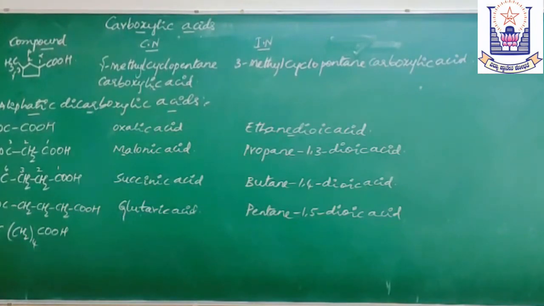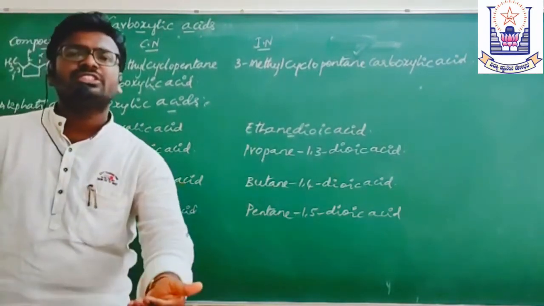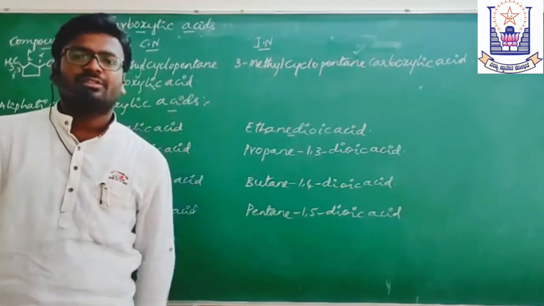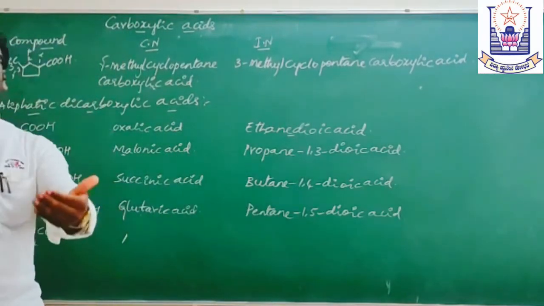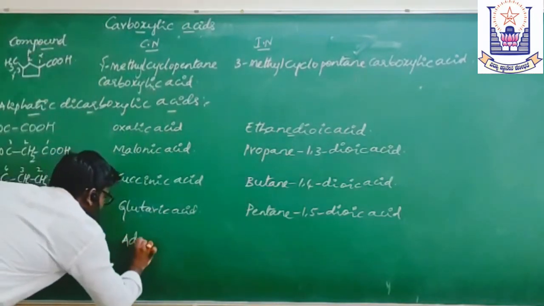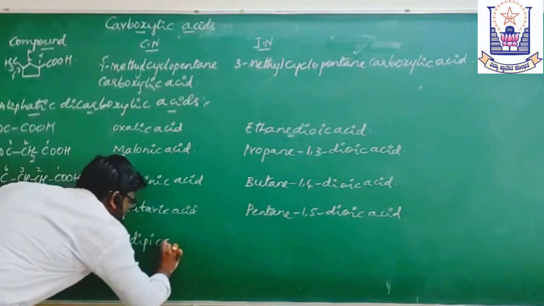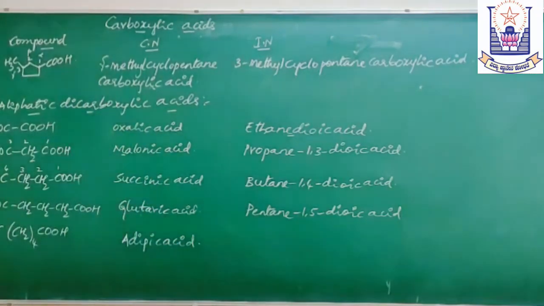Okay. Now what is the name of this compound? Adipic acid. This is very important one. It is used in manufacture of nylon 6,6. Okay, that you will come to know in the polymers chapter. The common name of this compound is adipic acid.